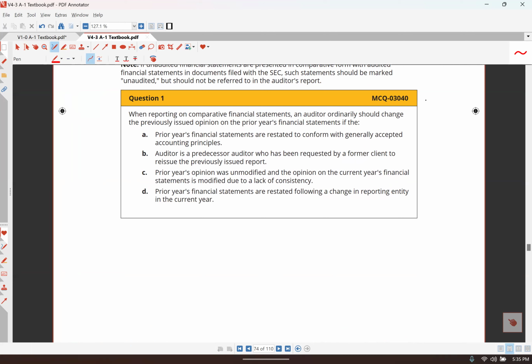The question says, when reporting on comparative statements, an auditor ordinarily should change the previously issued opinion. So they're telling us you should change the previously issued opinion if what happens. And we saw the correct answer was the prior year's financial statements are presented to conform with generally accepted accounting principles, or restated. Yeah, they fixed it. They fixed the problem.